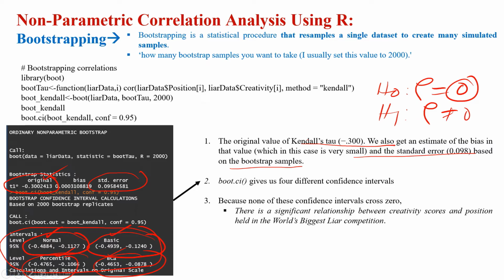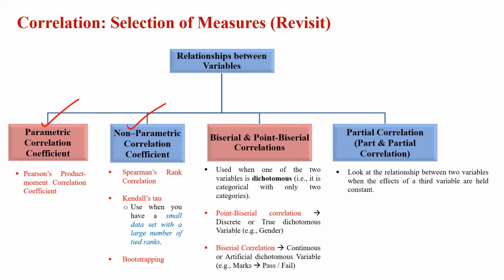How you can perform the correlation analysis in R, the parametric, especially the Pearson correlation coefficient, and how you can interpret it. Similarly, the non-parametric: Spearman's, Kendall's, and bootstrapping. Now I'm going to talk about the biserial and the point biserial correlation coefficient using R, as well as the part and partial correlation coefficient using R.